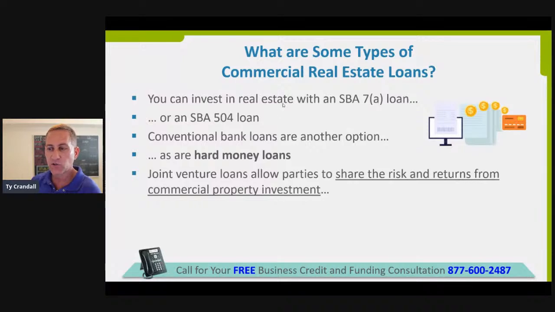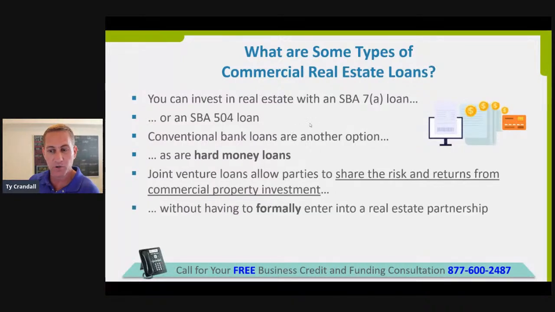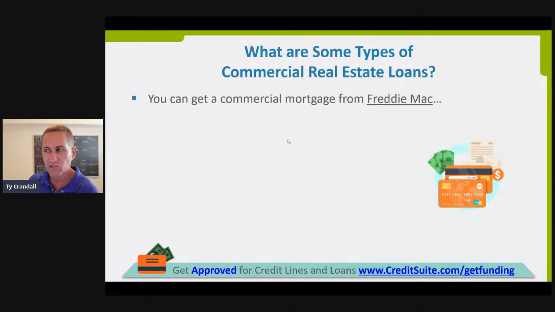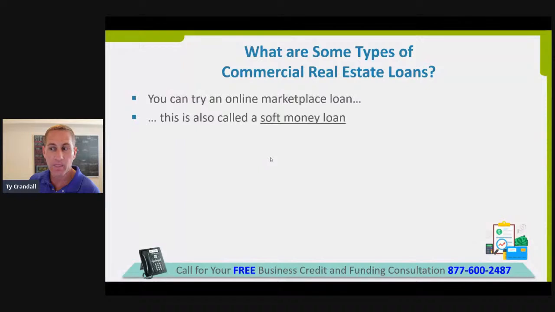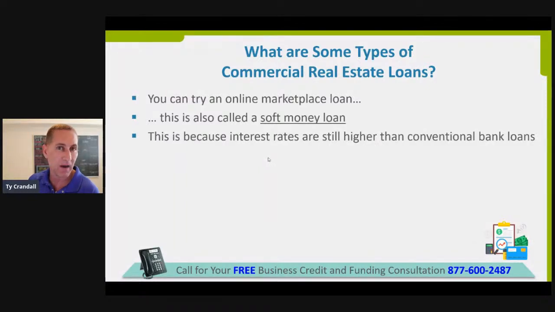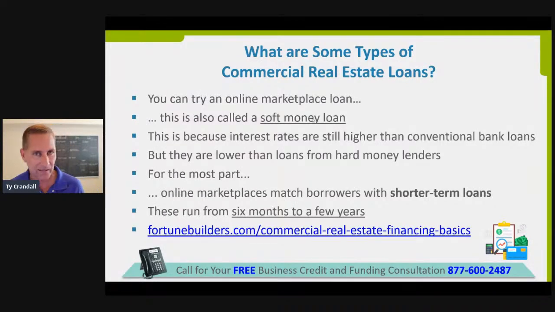Joint venture loans allow parties to share the risk and returns from commercial property without having to formally enter into real estate. But again, hard money loans with private investors are a great way to go. Freddie Mac, Fannie Mae, credit unions, even life insurance companies offer commercial real estate financing. HUD is another option as well. And there are a lot of online marketplaces too where you can get soft money loans. These are kind of through fintech lenders, and we use fintech as an overall term. It basically just means online lenders. A lot of fintech lenders now are basically online lenders, and there are a lot of them out there. So a lot of different options here.